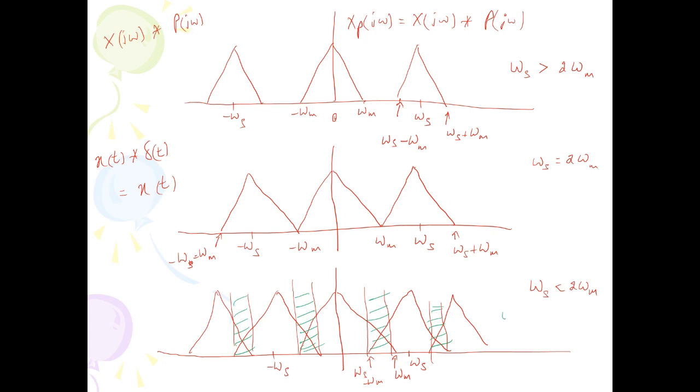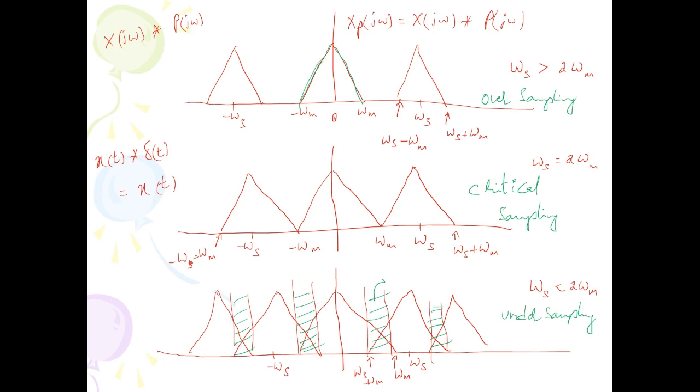This condition is called undersampling. The condition omega s equal to 2 omega m is called critical sampling. And omega s greater than 2 omega m is called oversampling. Whenever you want to reconstruct the original signal, the shape of the input spectrum should not change. In the oversampling condition, the shape is preserved, as in the case of critical sampling also. Only in the undersampling condition is the shape not preserved, because of this overlap of higher and lower frequency components.